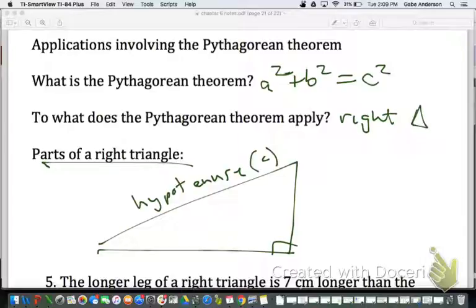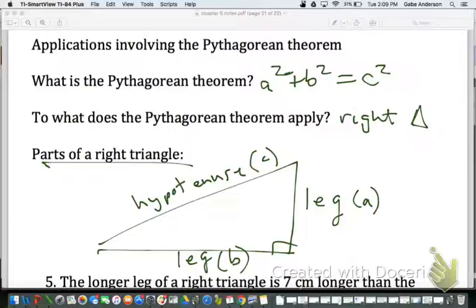And then what about the other two sides? They don't get their own name. They have kind of the same name. They're legs. Yep, this is one leg. There is the other leg. And of course, one of these legs goes with A and the other one with B. It doesn't really matter which one is which, but it very much matters that the hypotenuse is in the spot of the C.